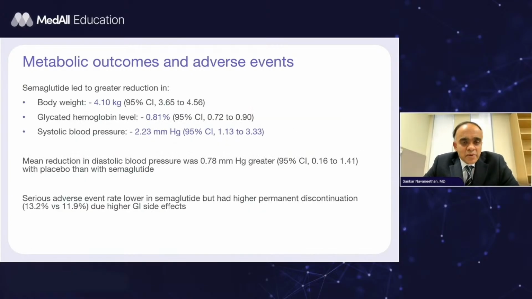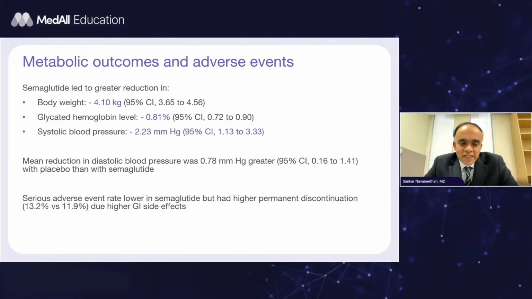There were also improvements in metabolic outcomes and adverse events. For instance, the most notable thing was there was about a 4 kilo reduction in the body weight. And again, it's important to note the dose was only 1 milligram subcutaneous, and the dose was not titrated. So this was not intended for weight reduction. The study was intended to see if these drugs provide kidney benefits. The glycated hemoglobin level dropped by about 0.8%. There was a modest improvement in systolic blood pressure, while there was no improvement in diastolic blood pressure.